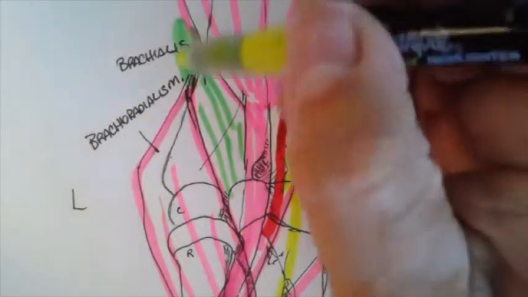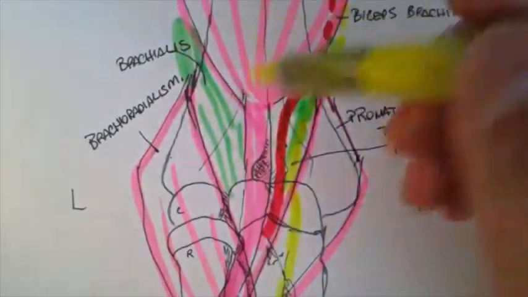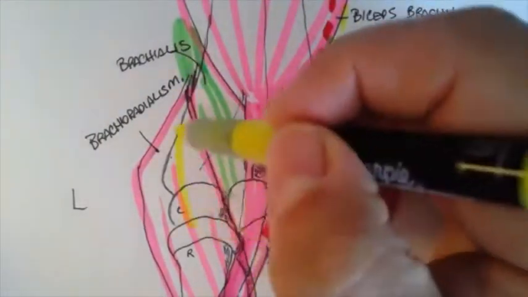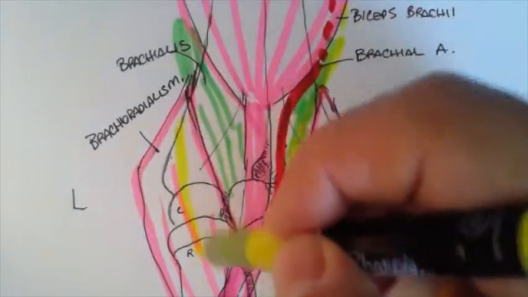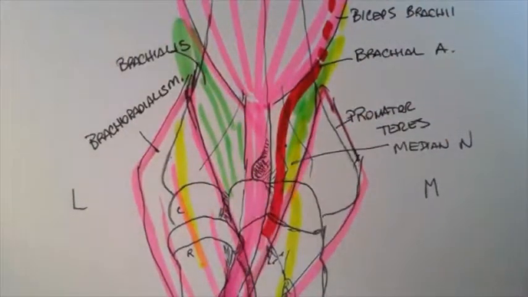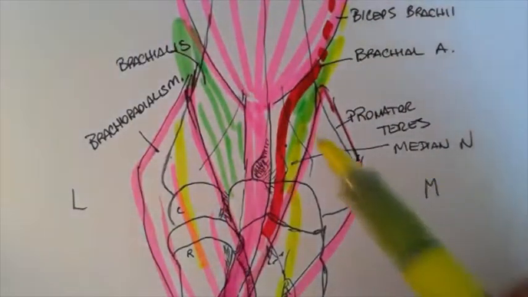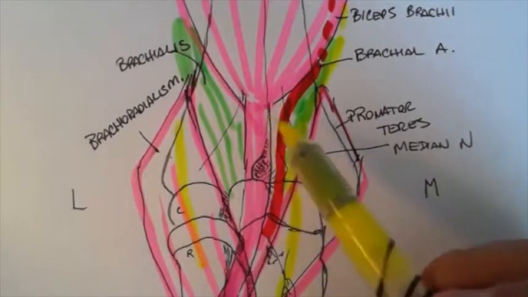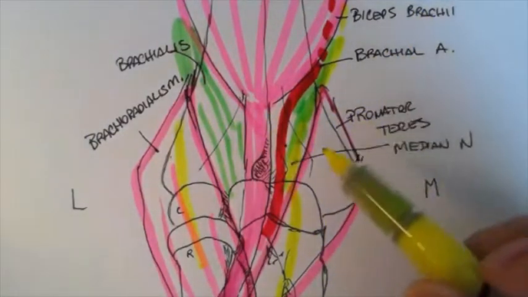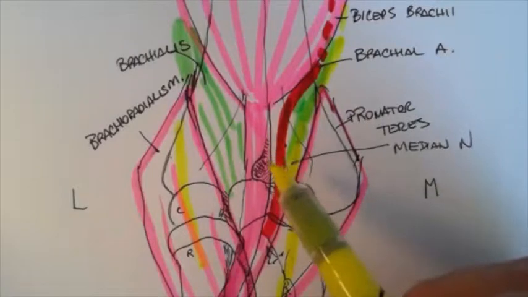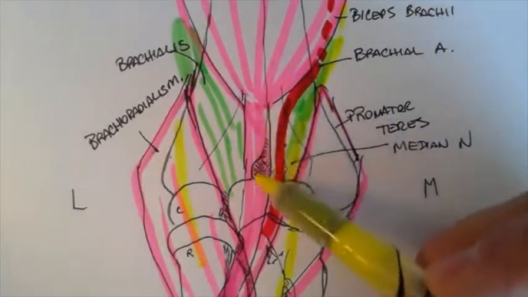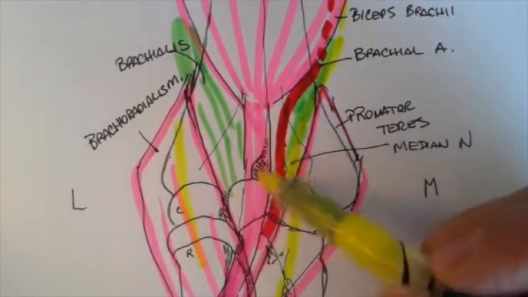We'll show this when we open up, but we have the radial nerve actually underneath brachioradialis coming down here, so we'll explain that further on another diagram. But anatomically, before we do the dissection and open this area up, we have our prominent tendon of the biceps brachii here in the middle.